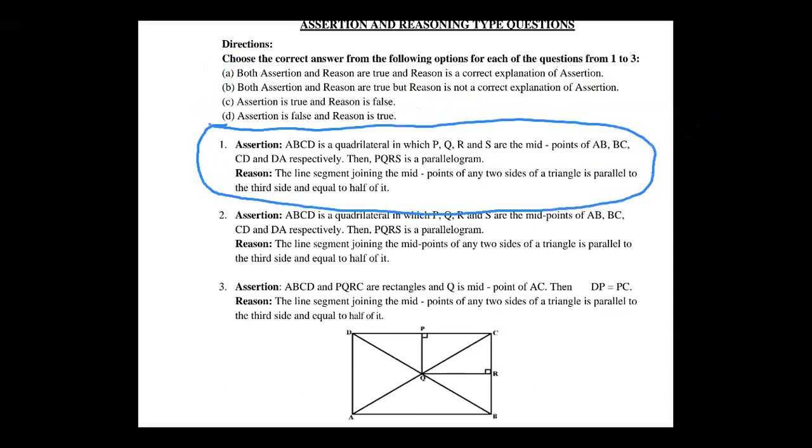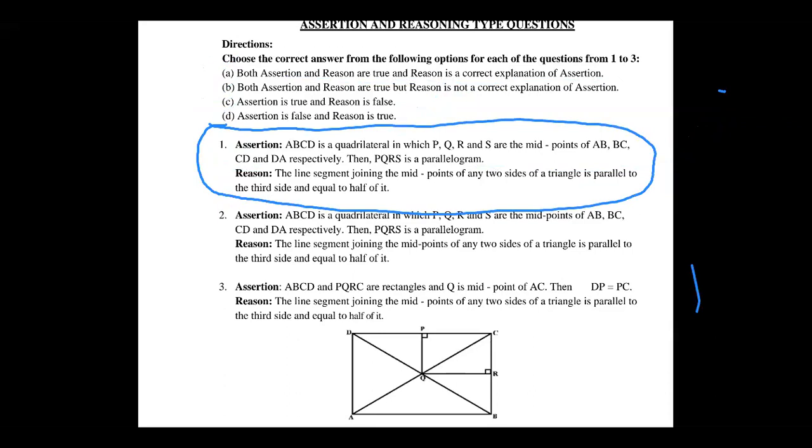Question number one. Liva, come on, read this, beta. Let me please read the first assertion. Can you see it? Should I enlarge it more? No, I can see. It's fine. ABCD is a quadrilateral in which P, Q, R, and S are the midpoints of AB, BC, CD, and DA respectively. Then PQRS is a parallelogram.